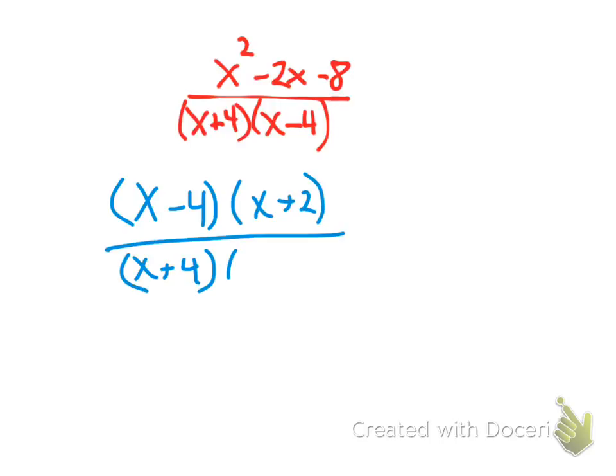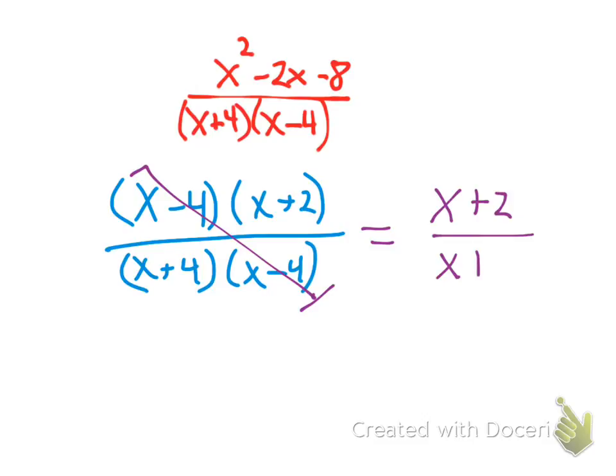Again, my denominator is the same. But now I have a giant 1 with those two, and x minus 4 divided by x minus 4 is 1. So my solution to this is x plus 2 over x plus 4. That is now reduced.